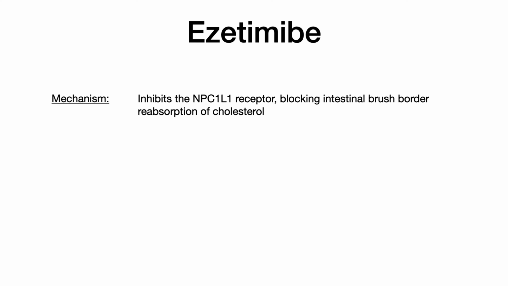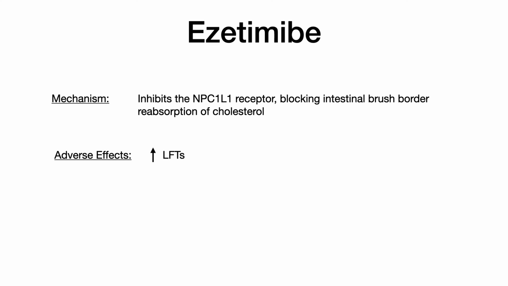Ezetimibe's mechanism is that it inhibits the NPC1L1 receptor, blocking intestinal brush border reabsorption of cholesterol. No fancy breakdown here, just memorize it: it inhibits the NPC1L1 receptor, which is the receptor that reabsorbs cholesterol at the intestinal brush border. The adverse effect that you need to know is that you can get an increase of your LFTs. So ezetimibe is pretty simple. It's just one drug. It inhibits one receptor. It has one high yield side effect.